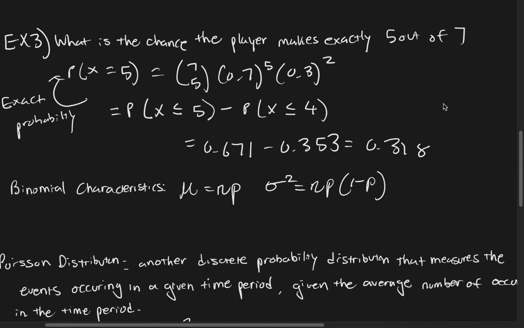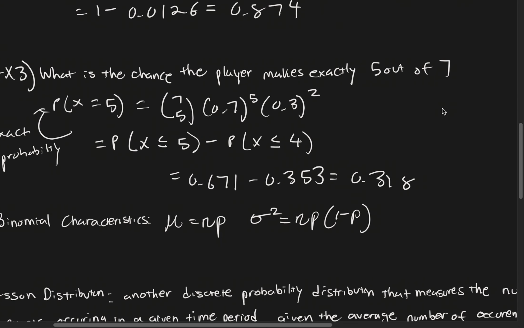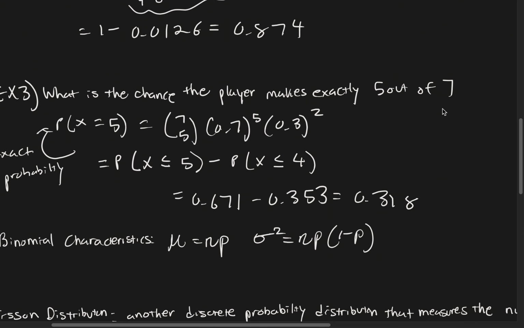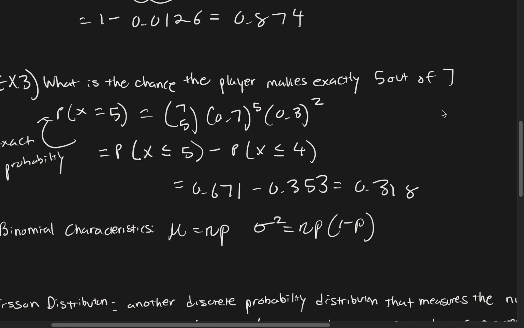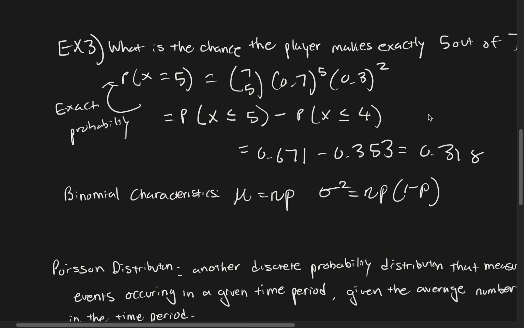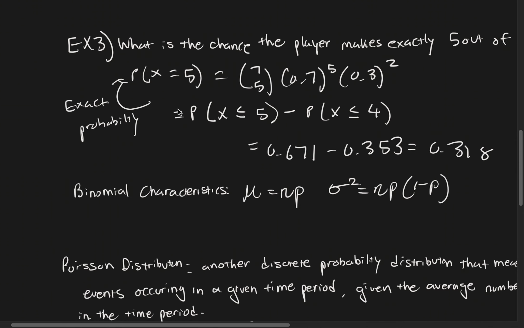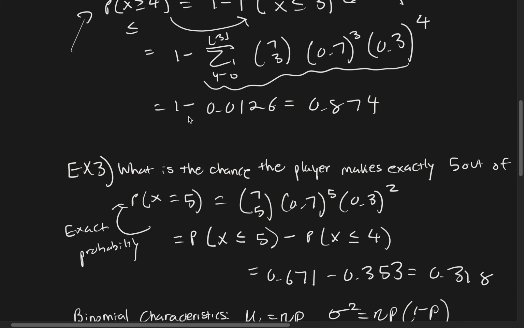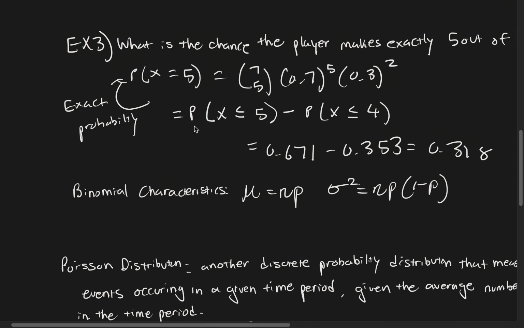So a fairly low chance of the player making exactly 5 out of the 7, which makes sense because there's a very good chance that the player will make 4 out of 7, 6 out of 7, or 7 out of 7. And then note that you can also use an exact probability. There's also a Bernoulli distribution table for an exact probability, but for the sake of consistency, we'll use the cumulative function table.